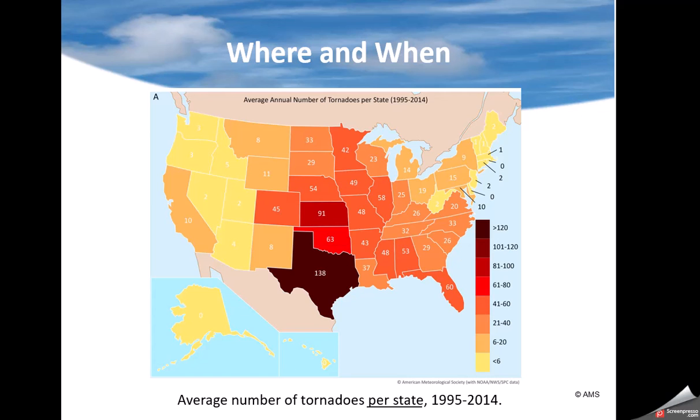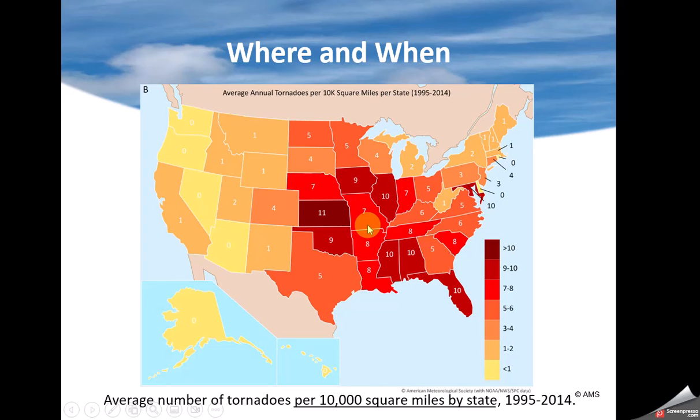But notice these are numbers per state. Notice how big Texas is, a pretty good sized state. So it's a bigger number. If you did it by area, Kansas, Oklahoma, Alabama, Mississippi become more and more pronounced. And there you can see that by squaring it to the area.